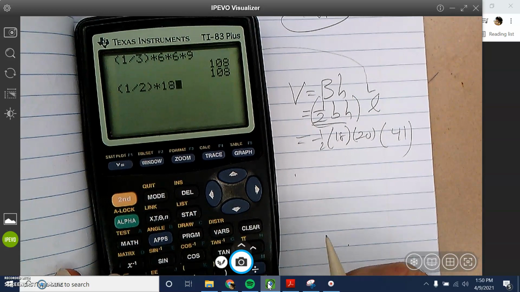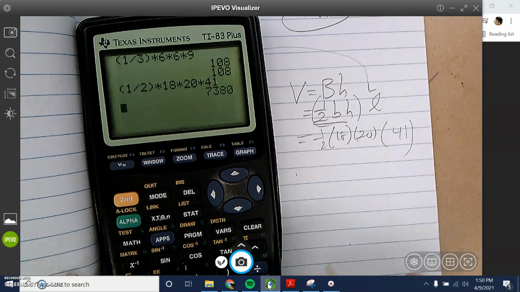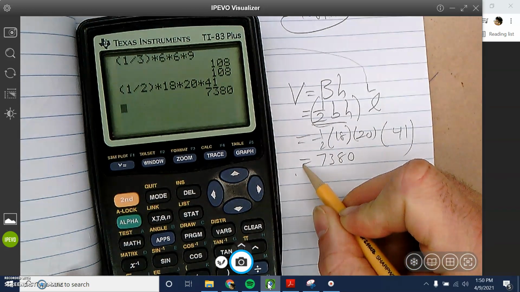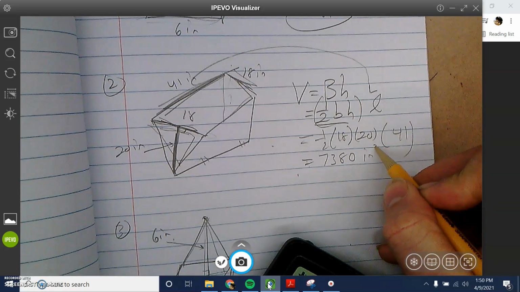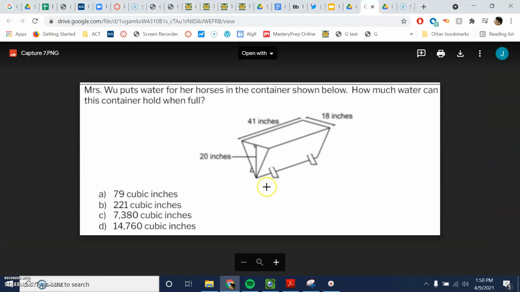Okay, let's try it. 1/2 times 18 times 20 times 41 is 7,380. It's not going to be approximate. I'm just going to put equal straight up. That's going to be inches cubed again, 7,380. Yeah. So that's going to be C again. C.